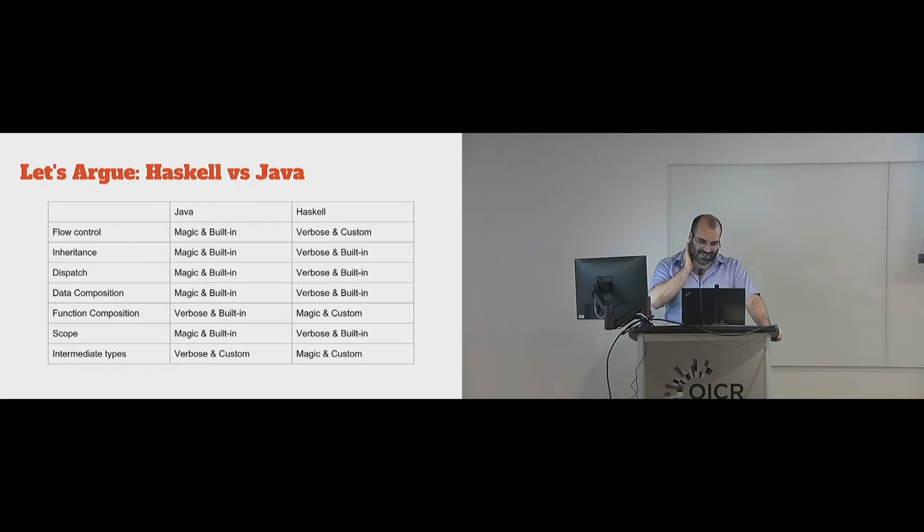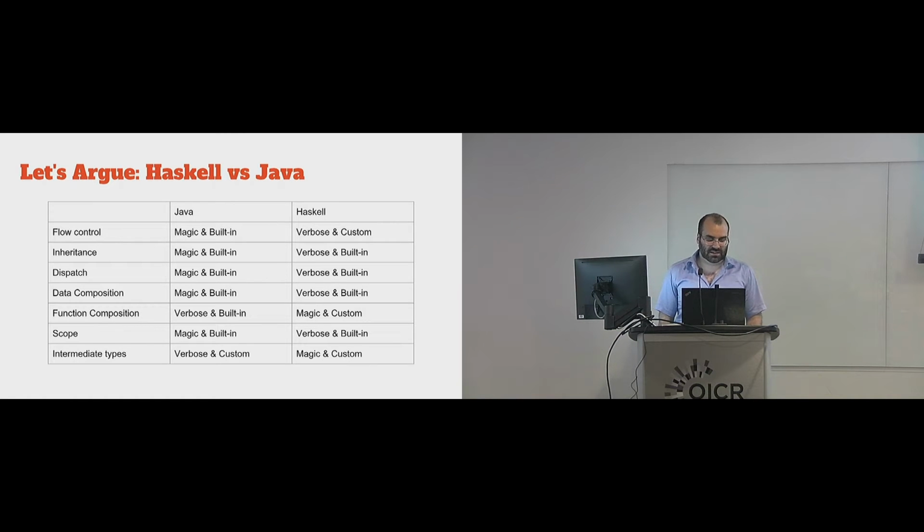So let's look at some of these decisions. Let's argue about Java versus Haskell. If we talk about flow control, well, I already said that Haskell has these monads, so you have custom flow control, but it's very verbose. You have to specify exactly what the flow control is. Java, built in. You get exceptions, you get sort of normal method flow, and that's it. And how exceptions work is kind of magical. Where does your exception handler end up? Depends on the runtime environment, who knows?